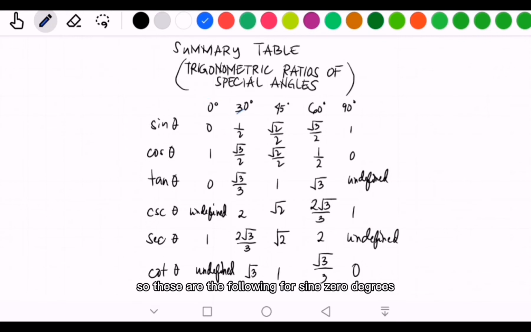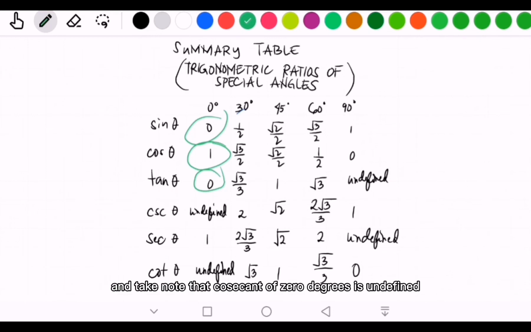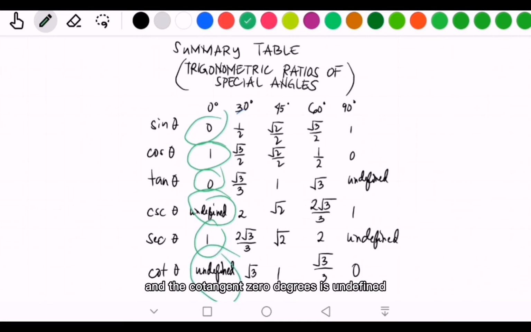For sine 0 degrees, that is 0. Cosine 0 degrees is 1. Tangent 0 degrees is 0. And take note that cosecant of 0 degrees is undefined. And then the secant of 0 degrees is 1. And the cotangent of 0 degrees is undefined.